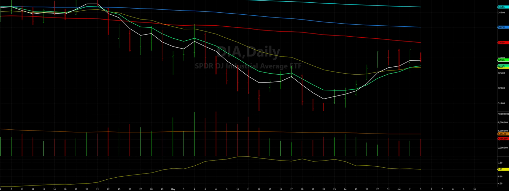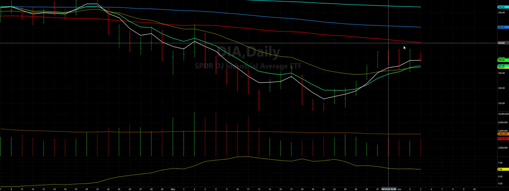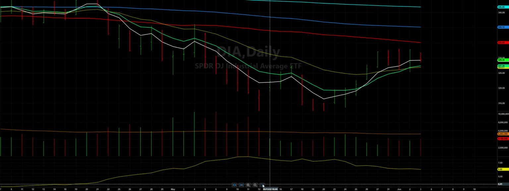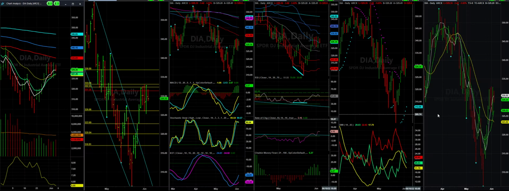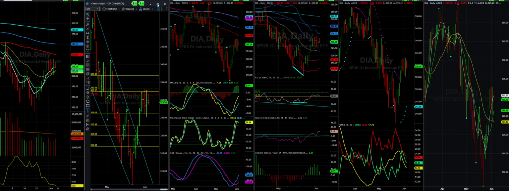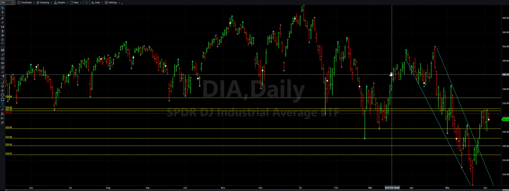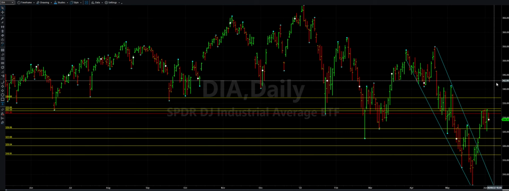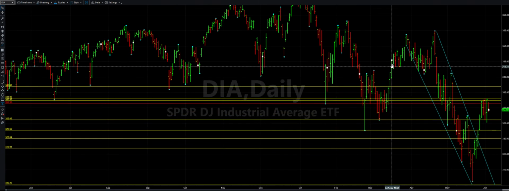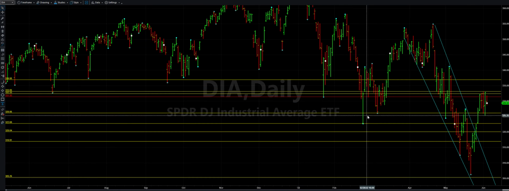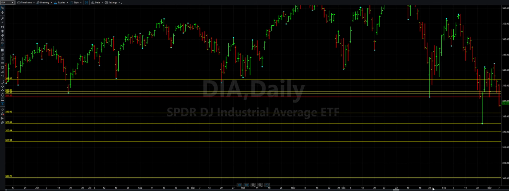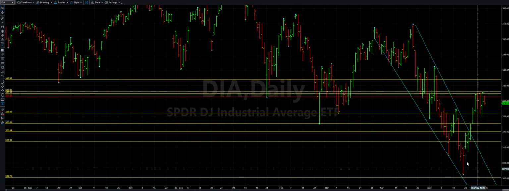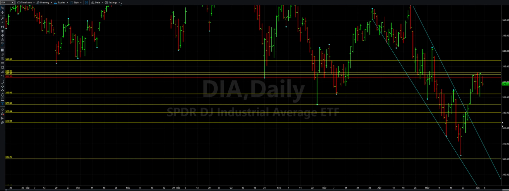Okay, so now let's look at the Dow Jones on our structural chart to see the trend lines and horizontal support and resistance levels. So here's the DIA, the ETF that tracks the Dow Jones. So let's look at the DIA.